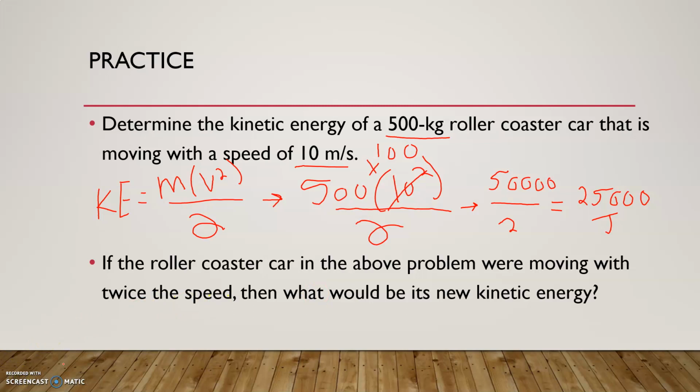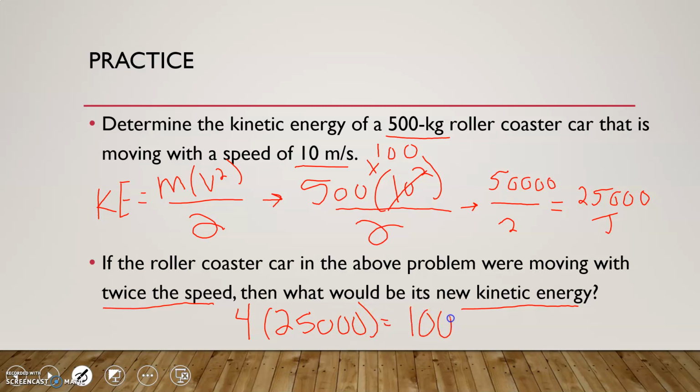Then it asks, the same roller coaster as before is now going twice the speed. What would be the new kinetic energy? You can plug it into the kinetic energy formula, or if you know the rule, if you double the speed, then you're going to get 4 times the kinetic energy. So 4 times that 25,000, and you're going to get 100,000 joules. Again, if you plug that into the kinetic energy formula, you should also get 100,000 joules as well.